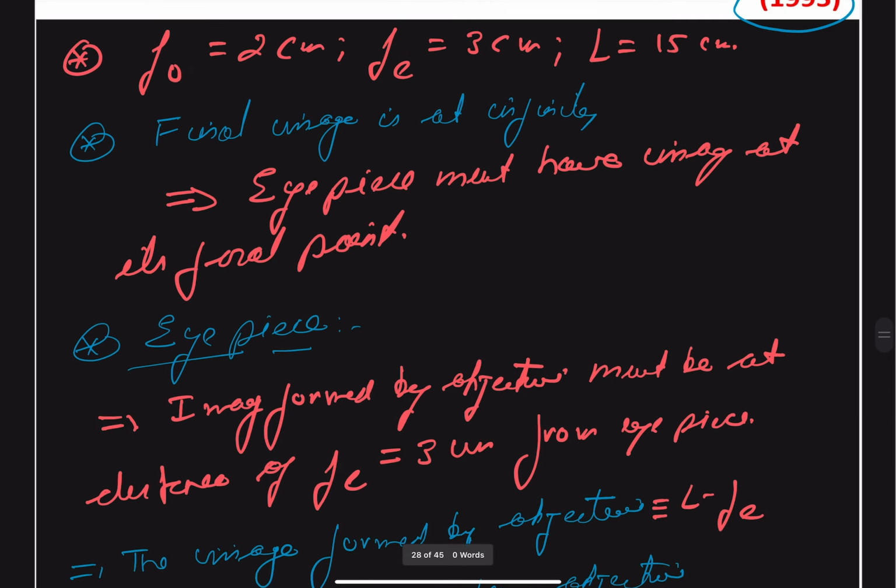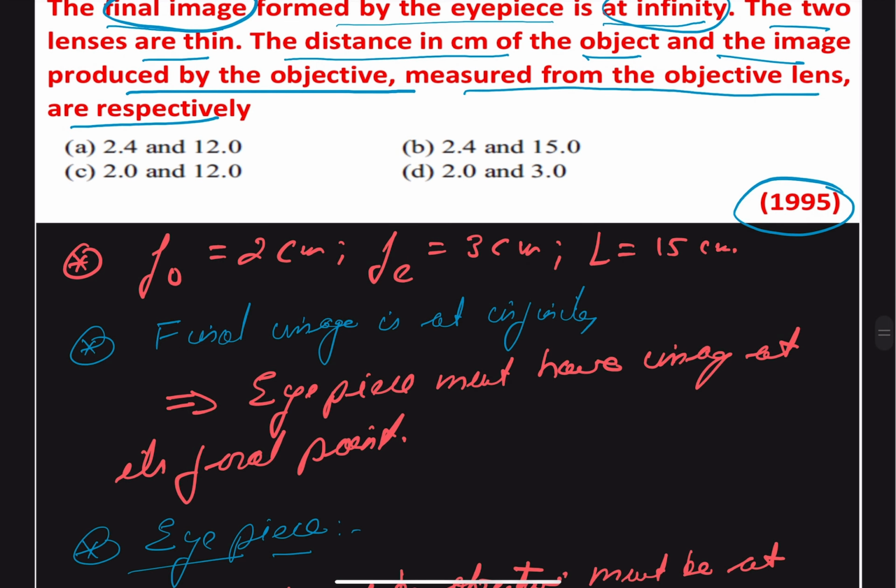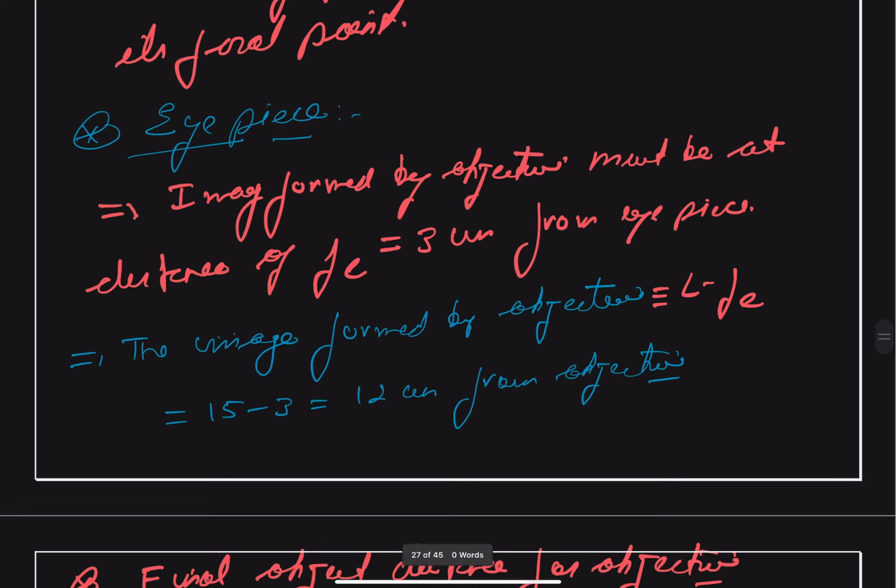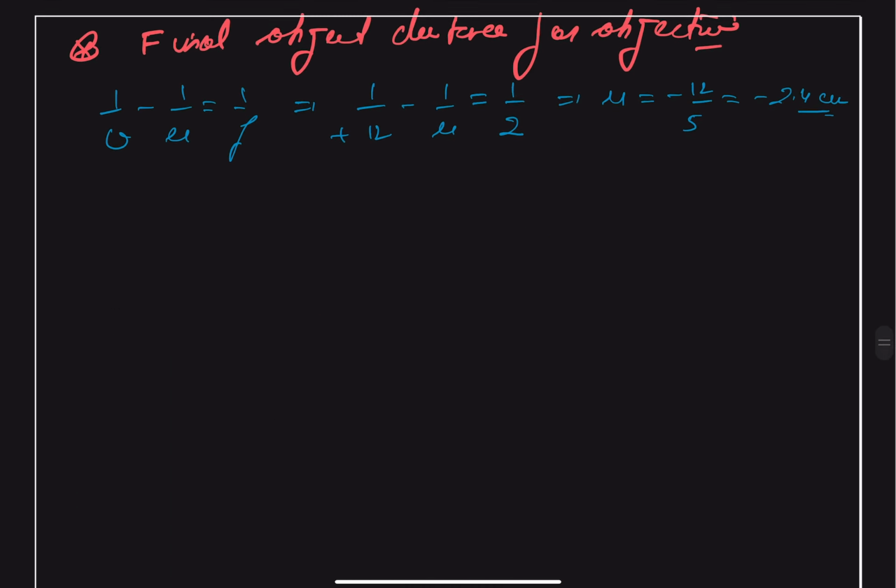So the option that is correct is the object distance is 2.4 and the image distance is 12 centimeter. So this option number A is the correct one. Option A is correct. So we come to the next question.